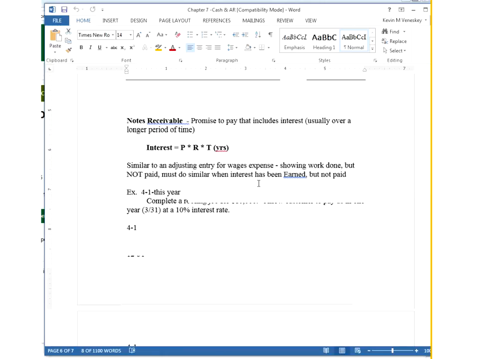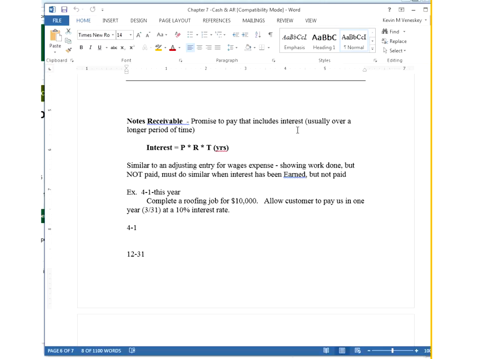Okay, the last thing we're going to look at is a note receivable. A note receivable is very similar to an accounts receivable. However, a note receivable typically will have interest, and it will also usually be more in-depth. It usually has signatures, time, exactly when payments are due, but the key thing is it usually does have interest.